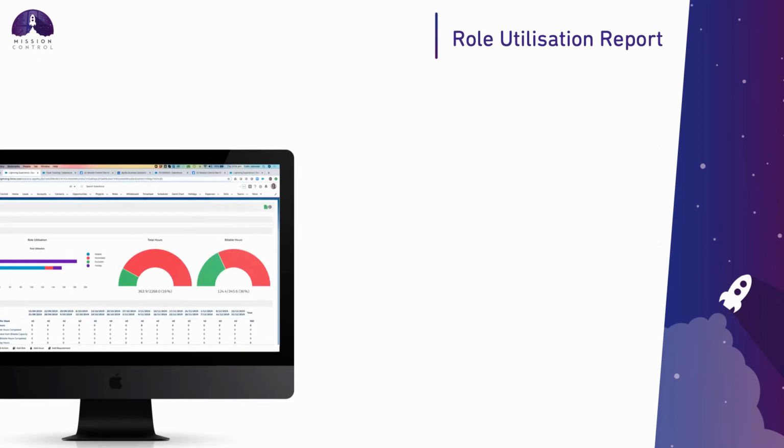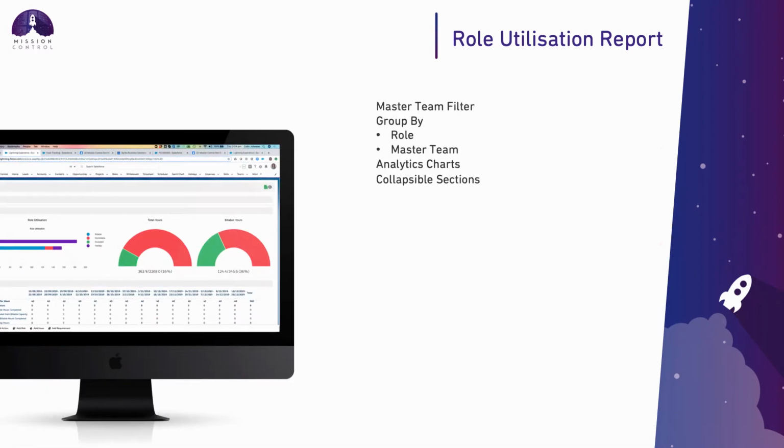On the role utilization report, we've added in a few different features. You've now got an additional filter where you can group by master team. You've got the ability to choose whether you're looking at the information at an individual person level or just getting a summary at that team level. We've also added in some analytics charts to give you a high-level overview of what the data is telling you, as well as being able to collapse each of those sections.